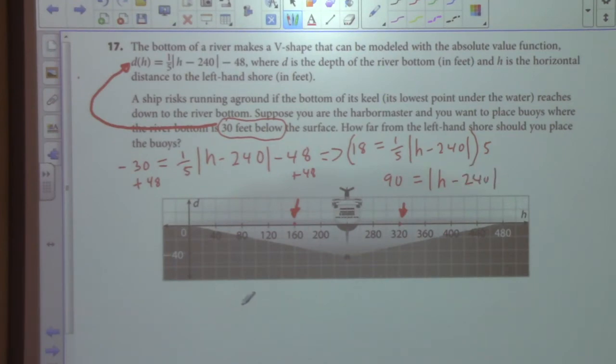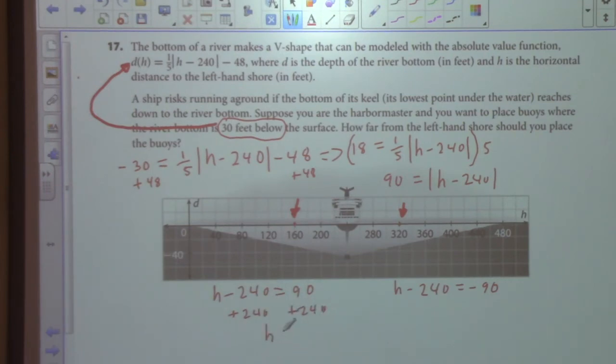And now we can set up our two equations, which are h minus 240 is equal to 90. We're at different spots, I'm so sorry. And h minus 240 equals negative 90. And then we add, is this going to look better here? Yep. 330.